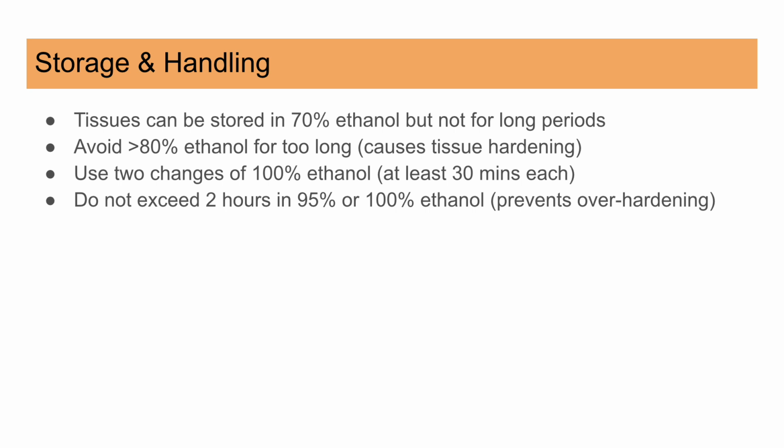Use 2 changes of 100% ethanol, at least 30 minutes each, to ensure complete dehydration. Why? These steps ensure that all water is replaced, preventing incomplete dehydration and preserving tissue structure. Next is do not exceed 2 hours in 95% or 100% ethanol to prevent over-hardening of the tissue.